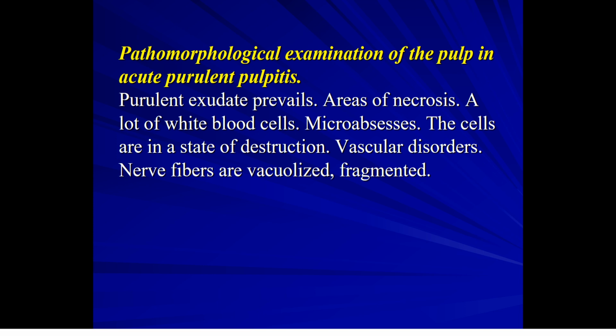Pathomorphological examination of the pulp in acute purulent pulpitis: purulent exudate prevails. A lot of areas of necrosis, a lot of white blood cells, microabscesses. The cells are in a state of destruction. Vascular disorders. Nerve fibers are vacuolized and fragmented.